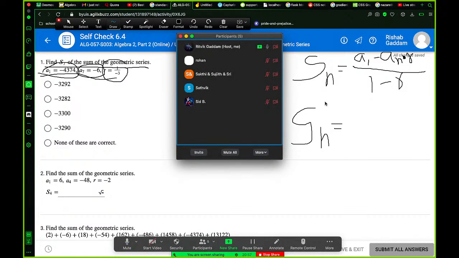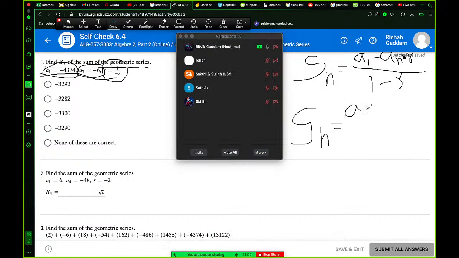Sn is equal to A1 minus A1 times R to the power of n divided by 1 minus R. So these are the two sum formulas for geometric equations. So if you want to do this one, then raise your hand in the chat. Nobody wants to do this one? Okay, Sid, you can do this one.